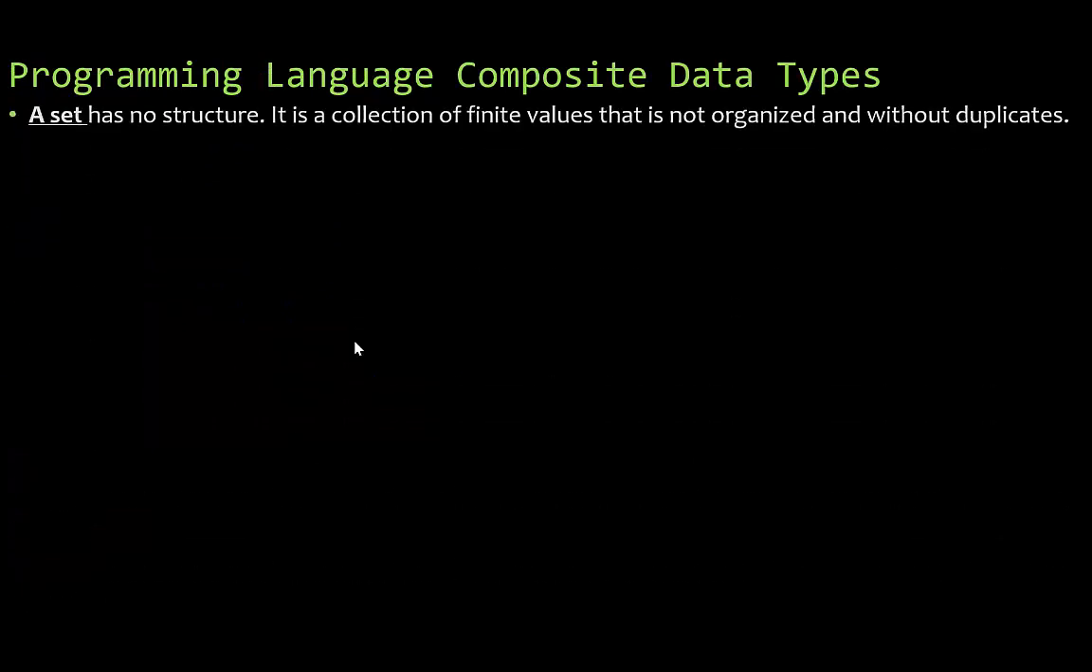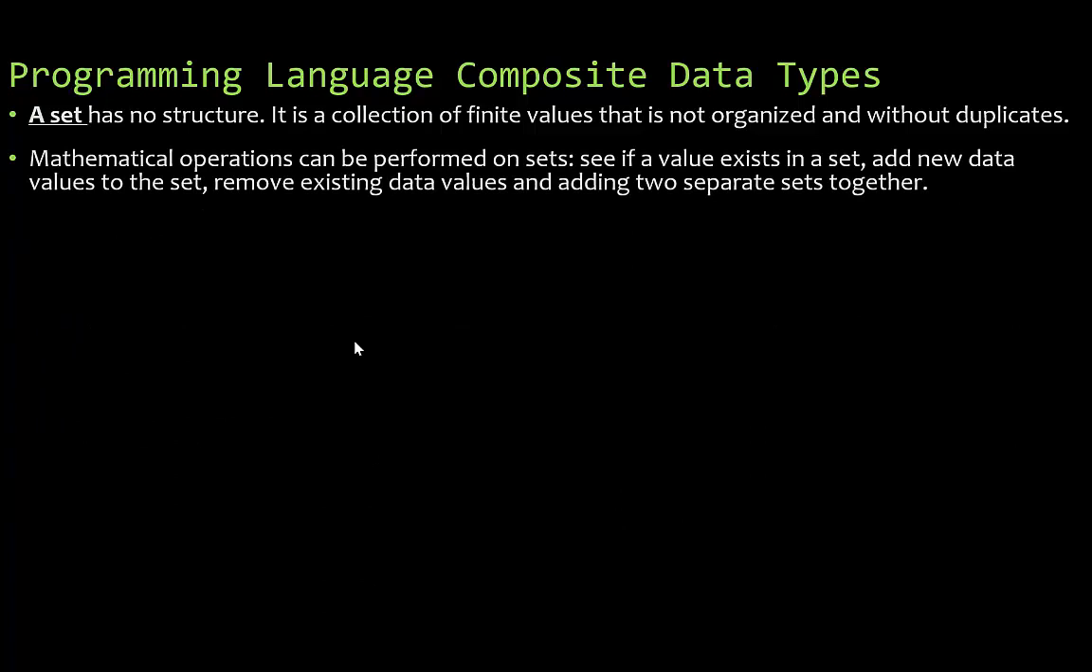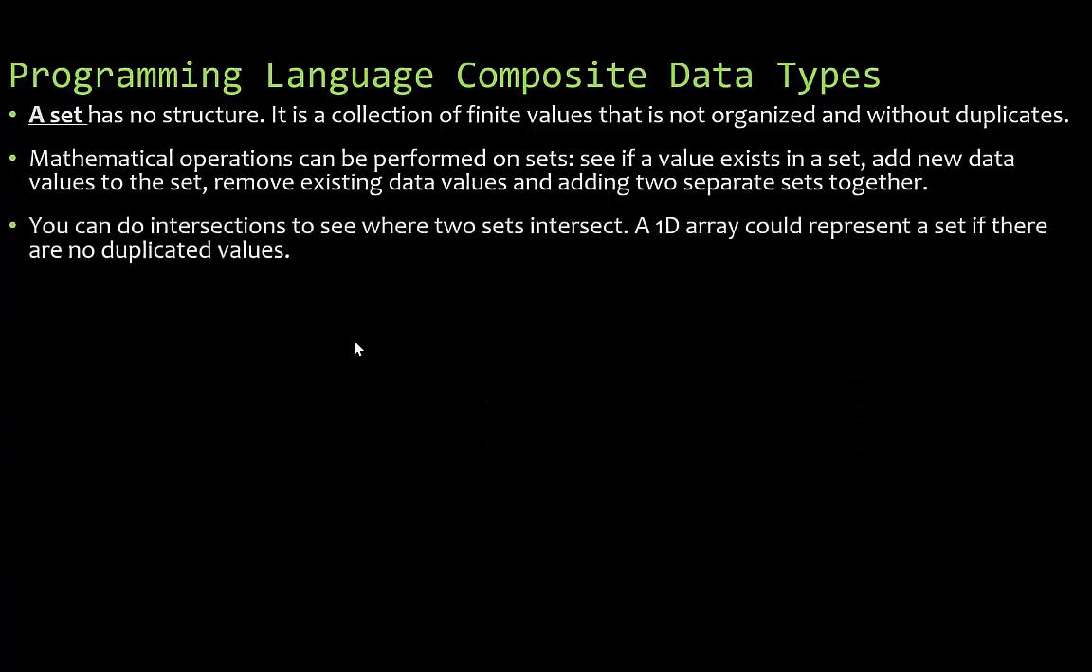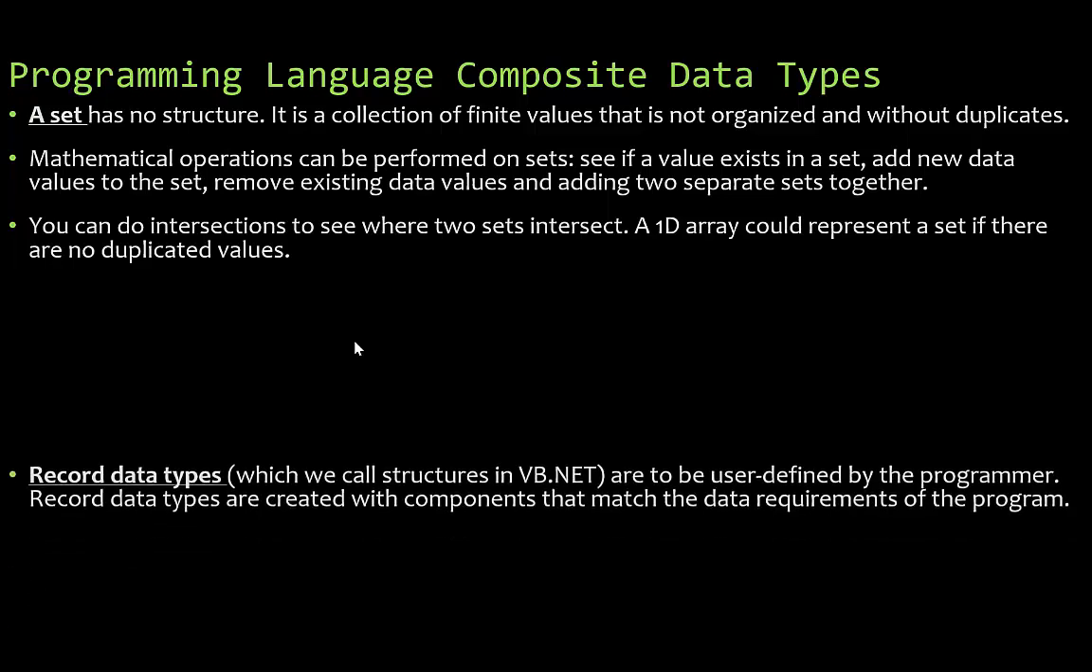A set has no structure. It's a collection of finite values that is not organized, and it doesn't have any duplicates. Now, in a set, mathematical operations can be performed on those sets. We can see if a value exists in a set. We can add new data values to the set. We can remove existing data values and add 2 separate sets together. You can also do intersections to see where 2 sets intersect. Now, a 1D array could represent a set if there are no duplicated values.